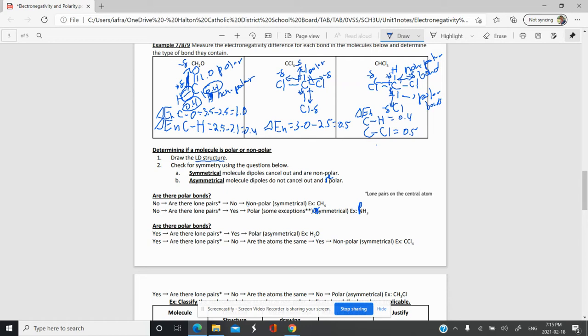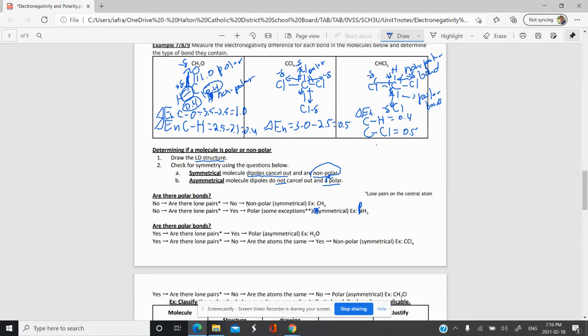Once you have its shape, you want to determine if the molecule is symmetrical or asymmetrical. For example, a symmetrical molecule is going to be a molecule where the dipoles cancel out, and therefore we're going to have a molecule that's nonpolar. In an asymmetrical molecule, the dipoles do not cancel out, and so you're going to have a polar molecule overall.